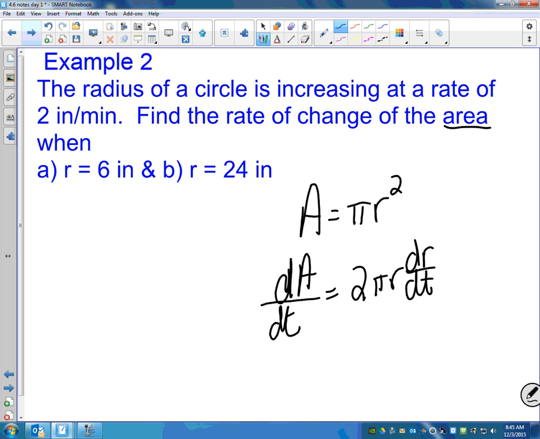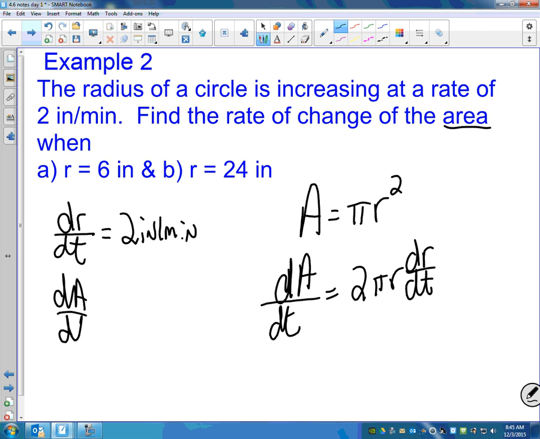And now we can plug in the values that they give us. They tell us that the circle is increasing, so they're giving us dr over dt is 2 inches per minute. They asked us to find the rate of change of the area, which means what you're looking for should be dA over dt. So if you ever get confused about what do I know, what am I looking for, sometimes it's helpful just to write that out.